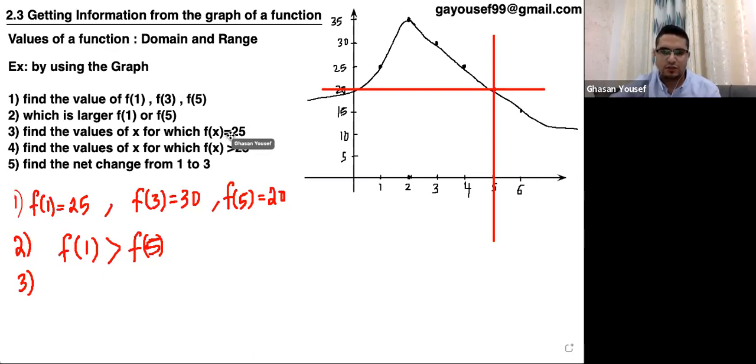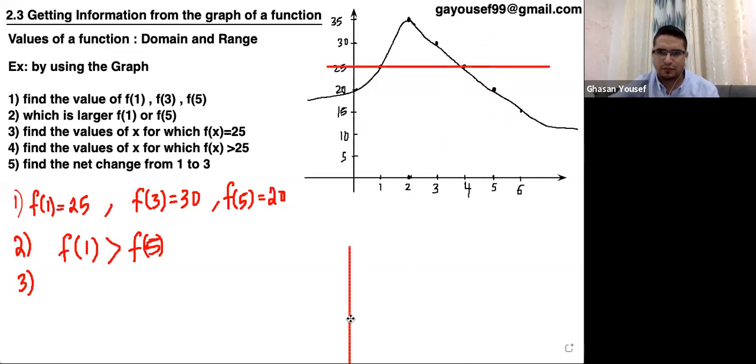So they ask which value of x from 1 to 6 such that the distance above the x-axis is 25 units. So the 25 units would be around here. This is the 25. So you have to look at the red line, such that which value of x this line intersects the curve. As we see here, the line intersects the curve at this point and also at this point. So the value of x is, like Natasha said, 1 and 4.